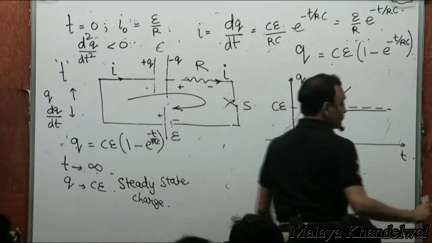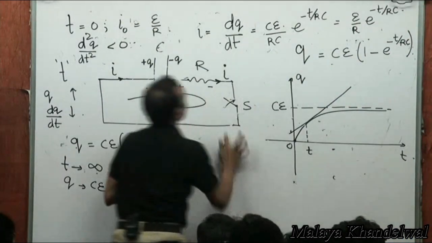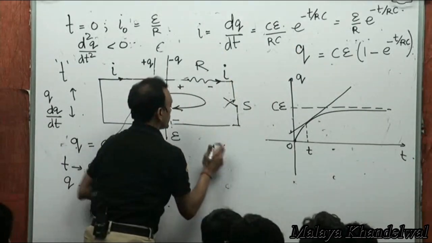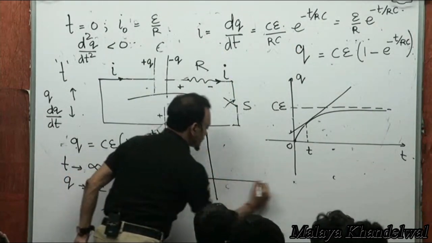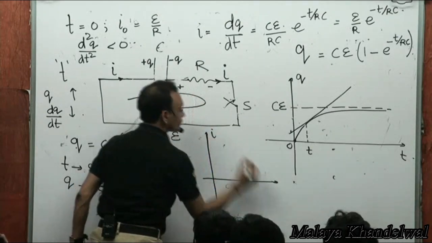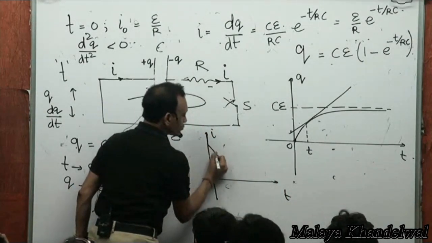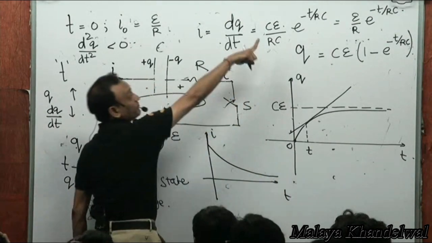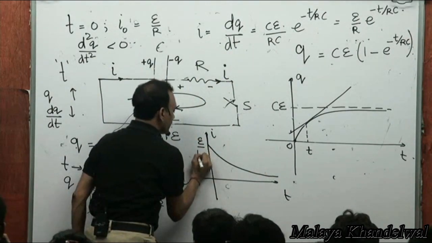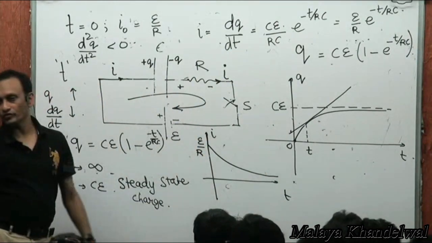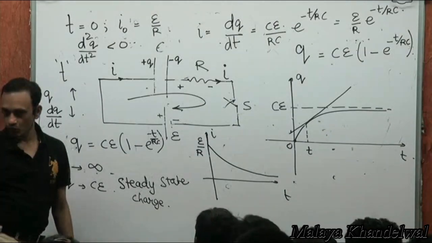The current as a function of time. This is how current behaves. At t equal to 0, it's epsilon by R. At t equal to infinity, the current becomes 0.